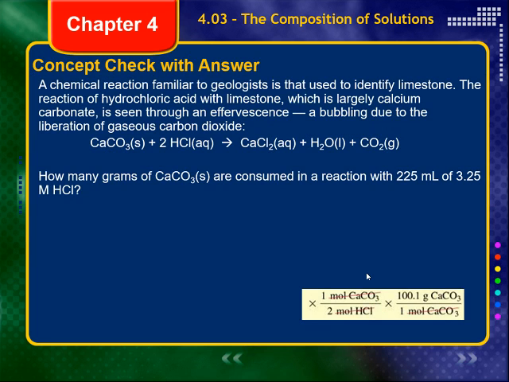A chemical reaction familiar to many geologists is the one used to identify limestone. The reaction of hydrochloric acid with limestone, which is largely calcium carbonate, is seen through an effervescence, a bubbling due to the liberation of gaseous carbon dioxide, according to the following balanced chemical reaction. How many grams of calcium carbonate are consumed in a reaction of 225 milliliters of 3.25 molar HCl?